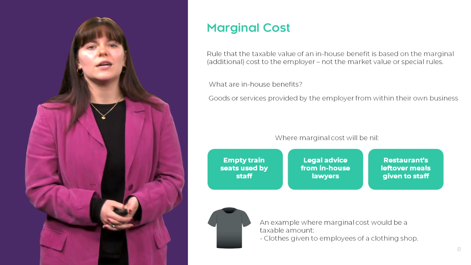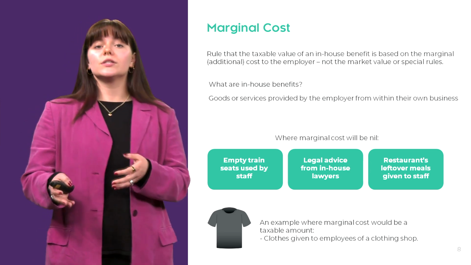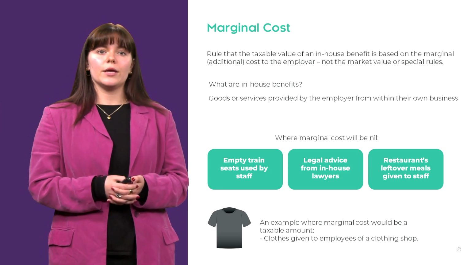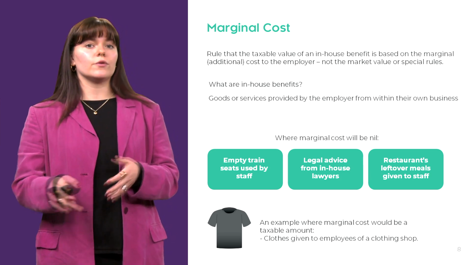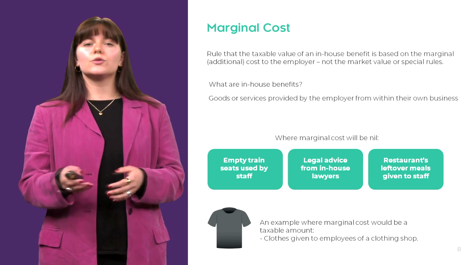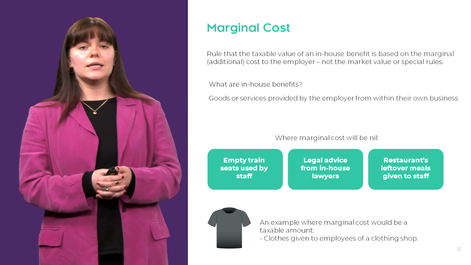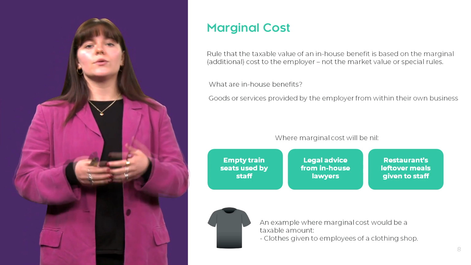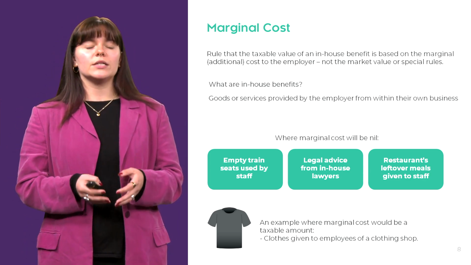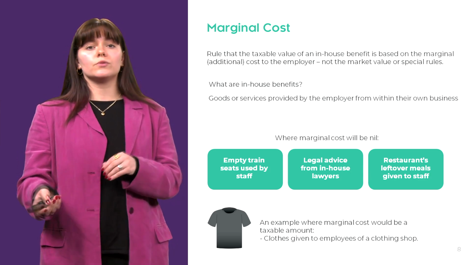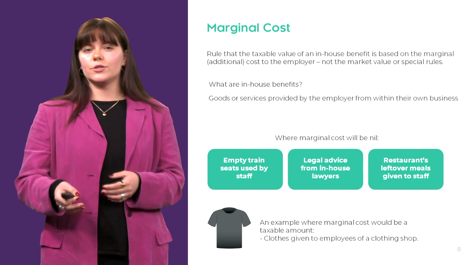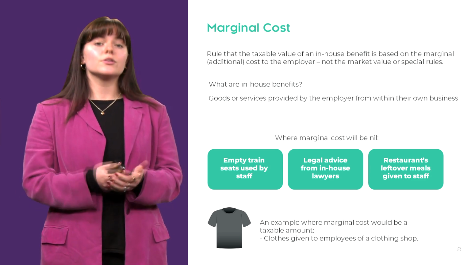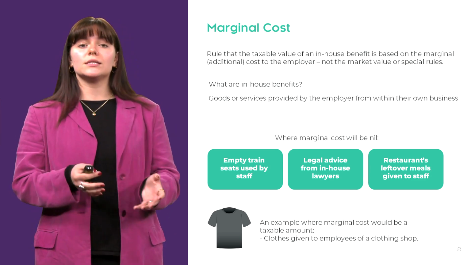So, what are in-house benefits? These are goods or services provided by an employer from within their own business. For example, discounted rail travel for railway staff or school fee deductions for teachers. This means that the taxable value is only the extra cost to the employer. It does not apply to benefits which use a special rule to calculate the cash equivalent, so not our company cars, loans or accommodation.